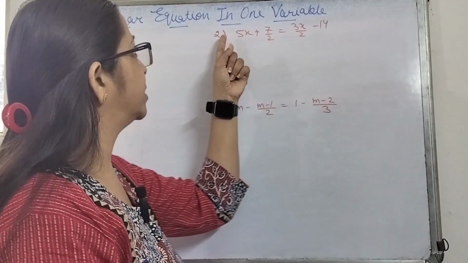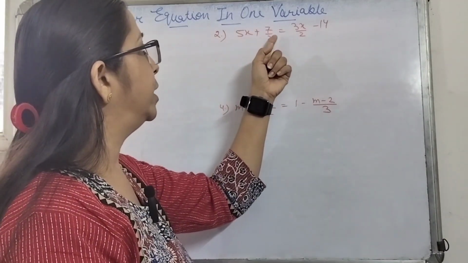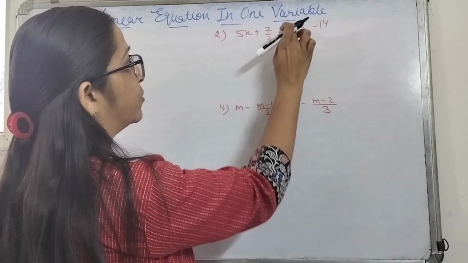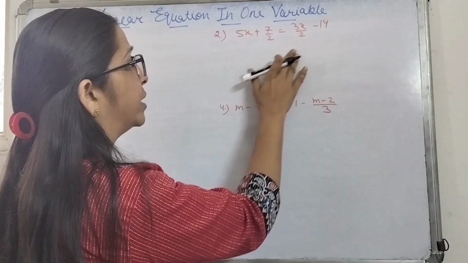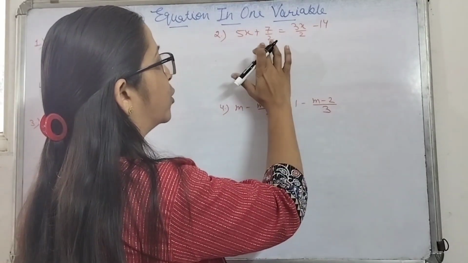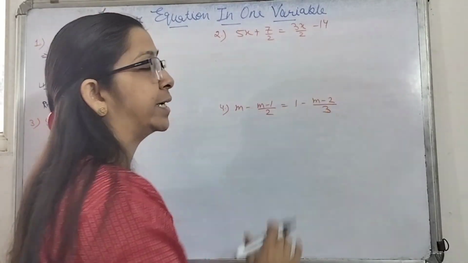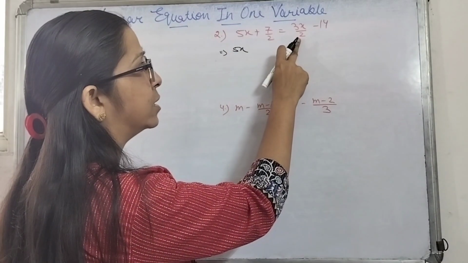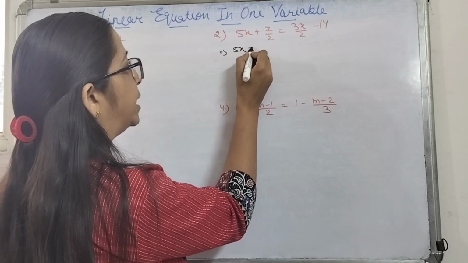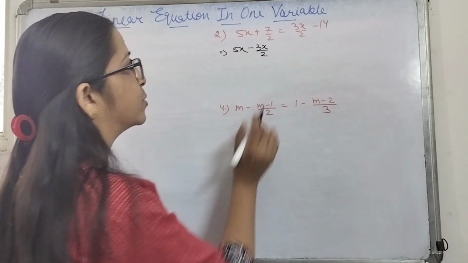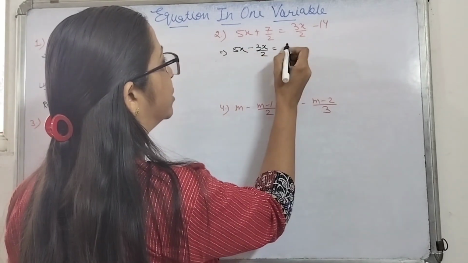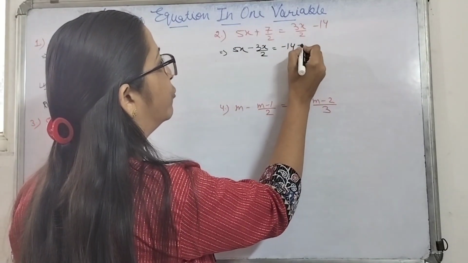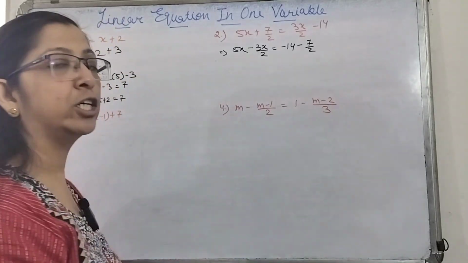Now let's see another equation, that is 5x plus 7 upon 2 is equivalent to 3x upon 2 minus 14. Now see, this is the variable part, this is also a variable part, so we will keep it on one side, and these are constants, or simple numbers, so we will take them to the other side. So we write 5x, this is plus 3x by 2. When we take it to the LHS, it will become minus 3x by 2. It is equivalent to this minus 14, and when this plus 7 by 2 goes to the RHS, it will become minus 7 upon 2.